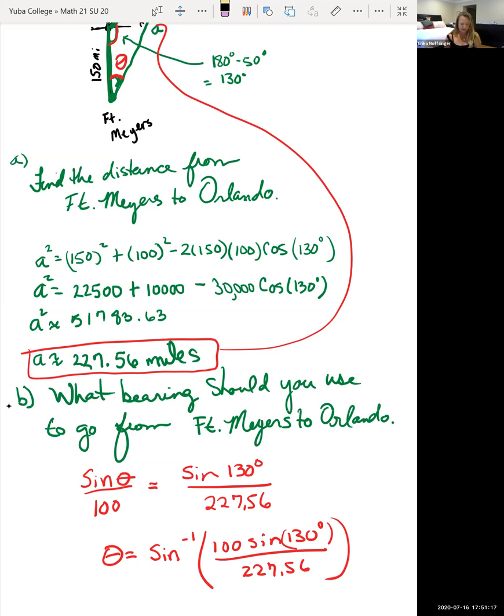So multiply both sides by 100, and then we're going to take sine inverse to figure out what theta is. So theta is going to be sine inverse of 100 times sine of 130 all over this 227.56. So 100 sine of 130, divide that answer by 227.56, take that result and plug it into sine inverse.